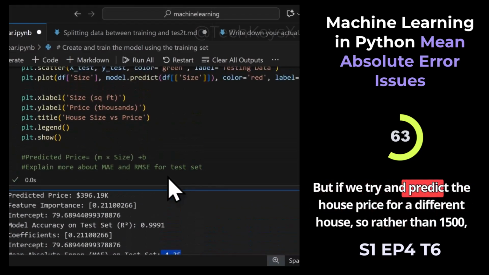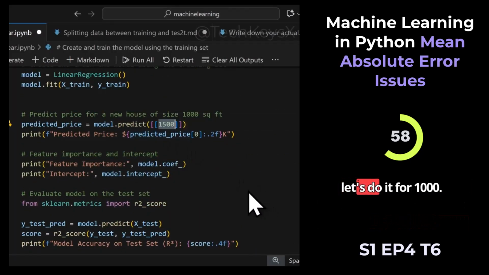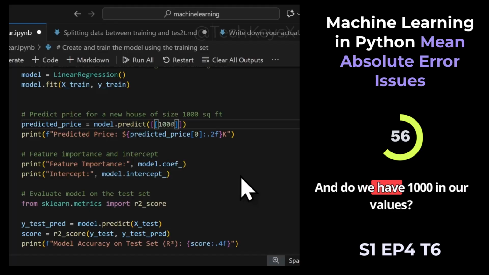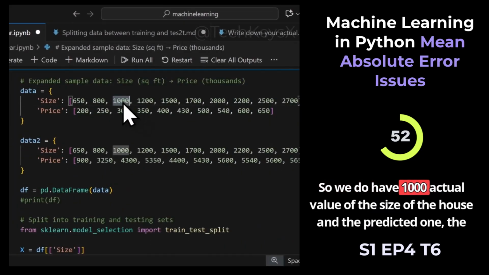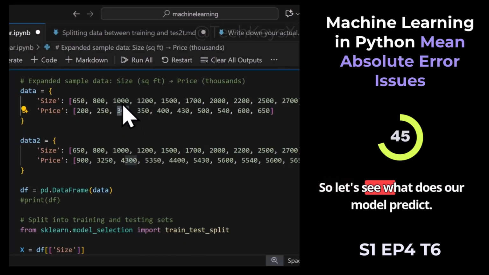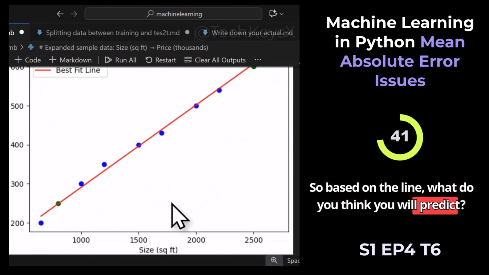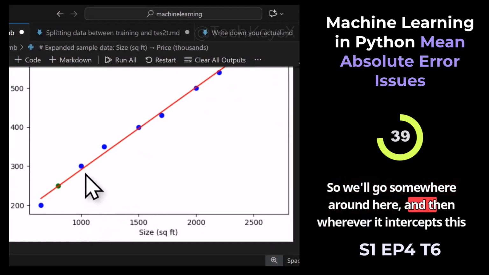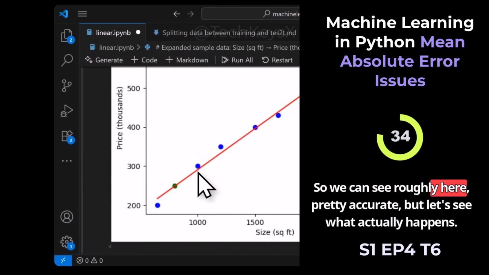But if we try and predict the house price for a different house, so rather than 1,500, let's do it for 1,000. And do we have 1,000 in our values? So let's have a look. So we do have 1,000 actual value of the size of the house, and the actual price has been 300. So let's see, what does our model predict? So based on the line, what do you think you will predict? So it'll go somewhere around here, and then wherever it intercepts this line, it's going to try and predict the price. So we can see roughly, yeah, pretty accurate, but let's see what actually happens.